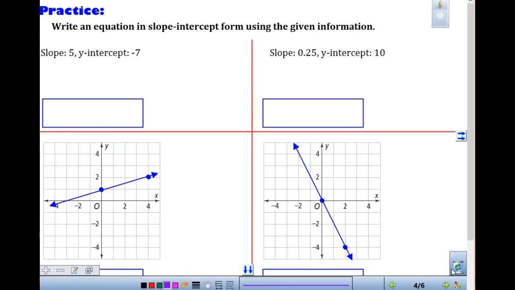This next one should be a review. We've got write an equation in slope-intercept form. Slope-intercept form is our y equals mx plus b using the given information. So they give you your slope and they give you your y-intercept. For these first two, write your equations and then talk to your shoulder partner and see if they got the same thing.